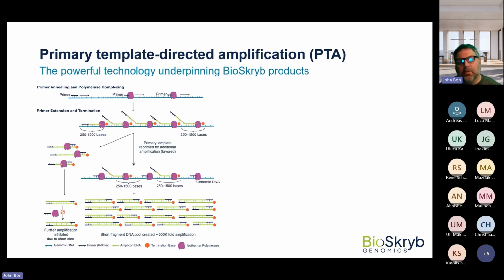Now, with that little bit of background about who BioSkryb is and what we do, I'm going to get into how we're different from other technologies and talk about the core technology that powers both ResolveDNA and ResolveOME, and that's primary template directed amplification, or PTA. And this is a method of whole genome amplification, and it uses phi29 polymerase. That's represented by the purple blob that you see on the template DNA, which is blue. And we use random primers, which will interrogate the entire human genome, for example.